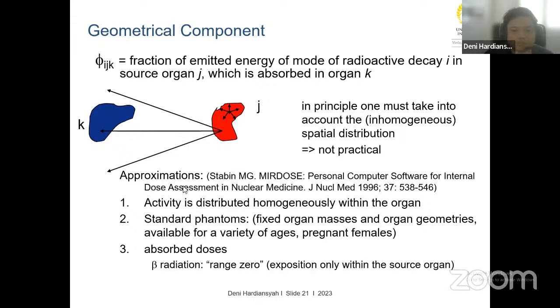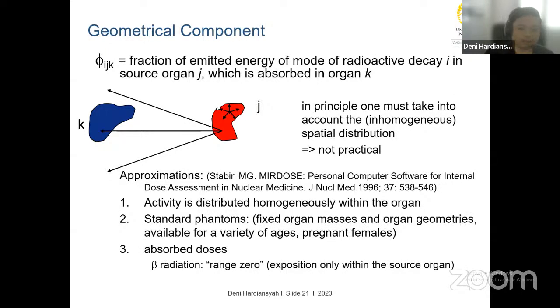First, the approximation that we can use is that the activity is distributed homogeneously within the organ. And then the second one is that we can also use standard phantoms. Here it means that we use a fixed organ mass and also organ geometries.